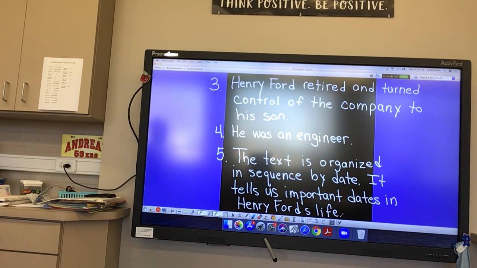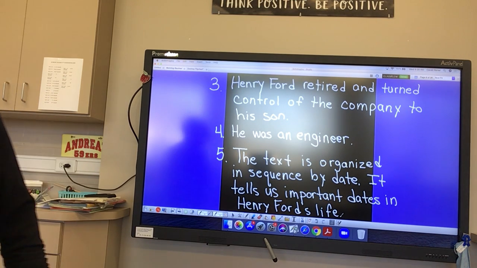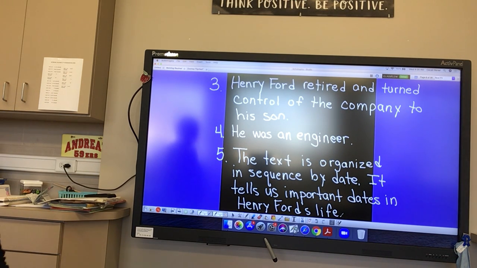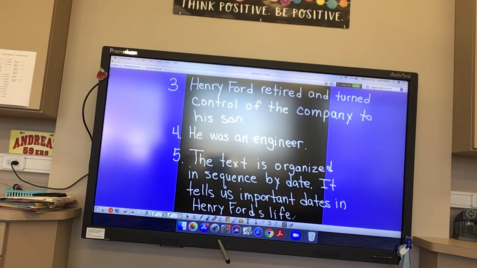Okay, boys and girls, now you could put a nice star on it or a turkey for Thanksgiving, and you could keep that.